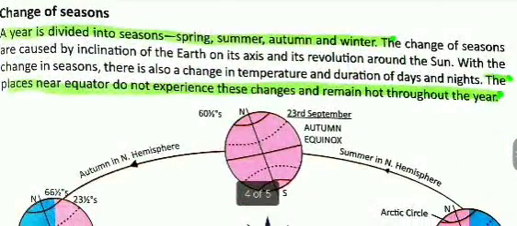Changes of season. A year is divided into seasons: spring, summer, autumn, and winter. The change of seasons is caused by the inclination of the earth on its axis and its revolution around the sun. With the change in season, there is also a change in temperature and duration of days and nights. The places near the equator do not experience these changes and remain hot throughout the year.